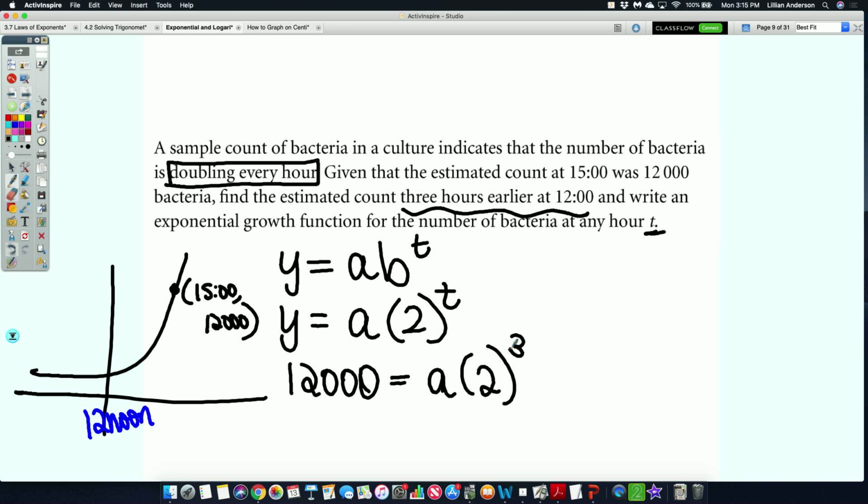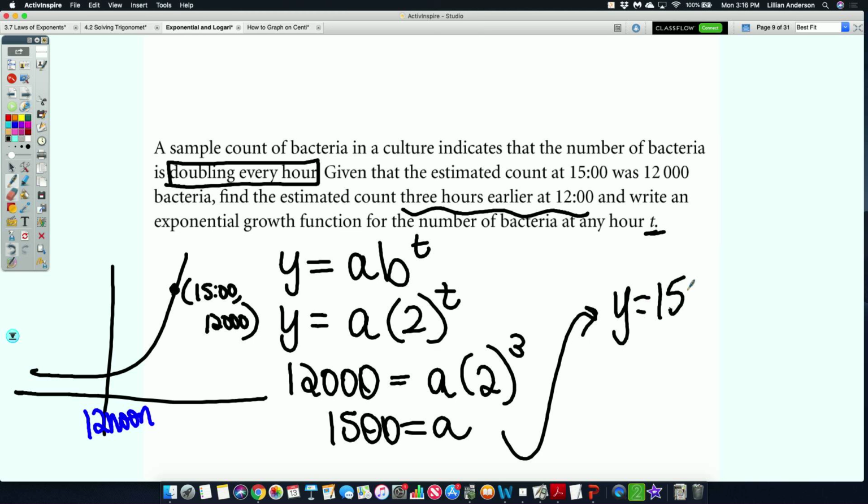So let's figure out what is the value of a. As I said, you probably might need your calculator. All right, what's the value of a? 1,500. Okay, that's correct. So then the equation that would represent this exponential growth, this model to represent the bacteria, would be y equals 1,500 times 2 to the t power. Sounds good. Questions?